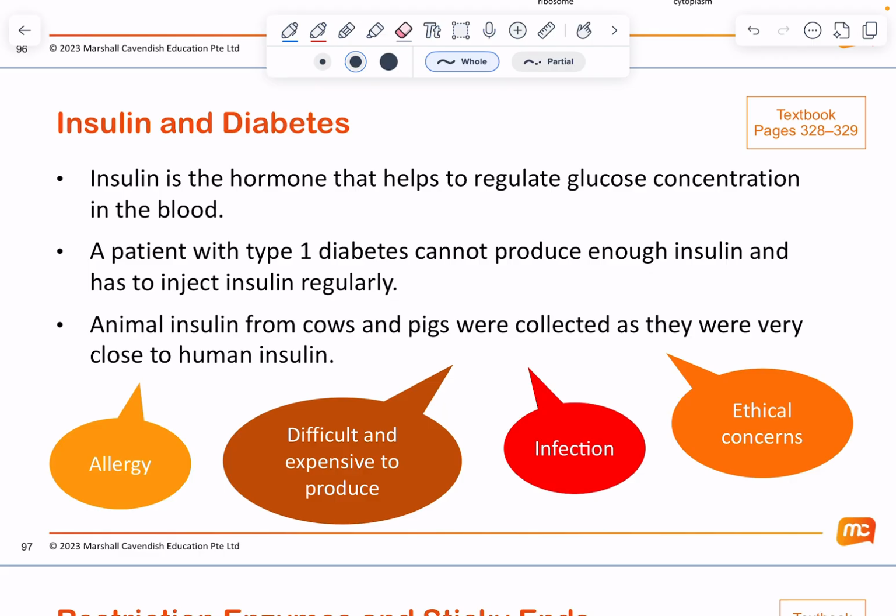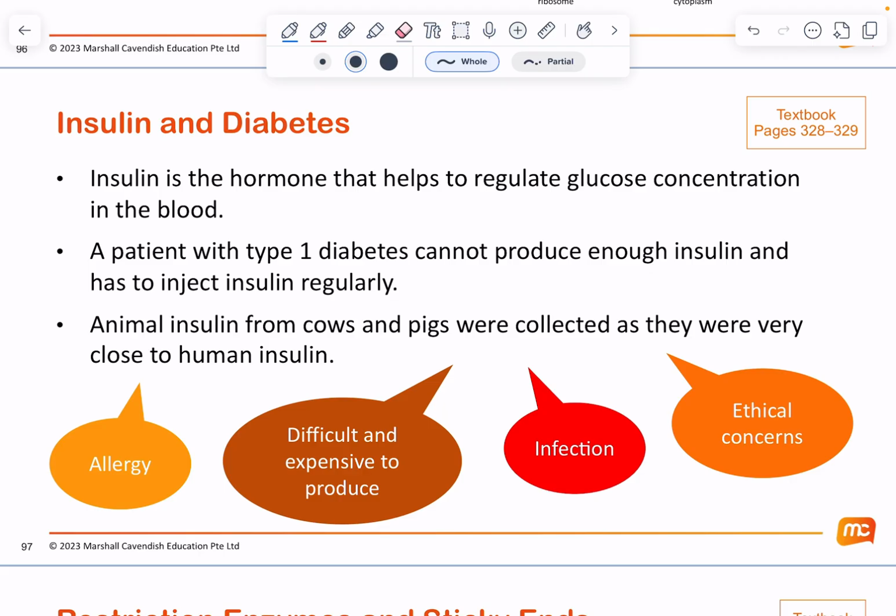In this context, we usually use insulin as an example of how genetic engineering is used to produce medication as fast as we can. Insulin is a hormone that helps to regulate glucose concentration in the blood, and patients with type 1 diabetes cannot produce enough insulin and have to inject insulin regularly.